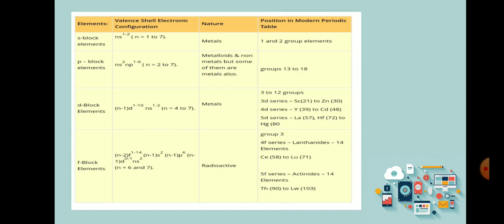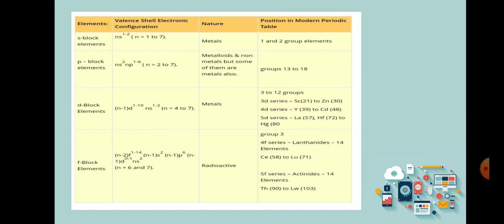D block elements. Valence shell electronic configuration is (n-1)d1 to 10 ns1 to 2, where n is equal to 4 to 7. Nature: metals. Position in the modern periodic table is groups 3 to 12. 3d series starts with scandium with atomic number 21 to zinc with atomic number 30. 4d series: yttrium with atomic number 39 to cadmium with atomic number 48. 5d series: lanthanum with atomic number 57, hafnium with atomic number 72 to mercury with atomic number 80.